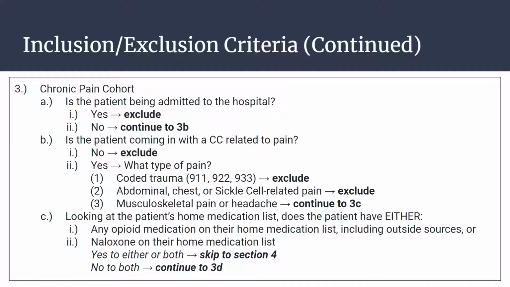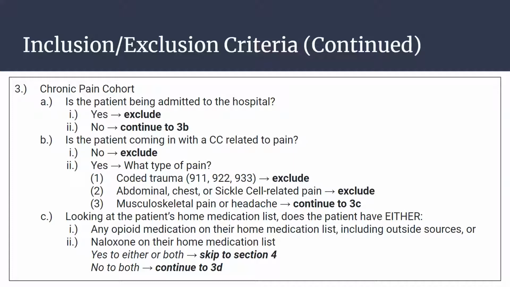So if they're not being admitted to the hospital, we're going to continue on to section 3B, and we're going to see if the patient is coming in with a chief complaint related to pain. This is one of the first things I personally look for in this study because it's so easy to see on the trackboard. So if the answer is no, we're just going to exclude them from this cohort. They, of course, could be eligible for the OUD cohort if you establish that in section 2.